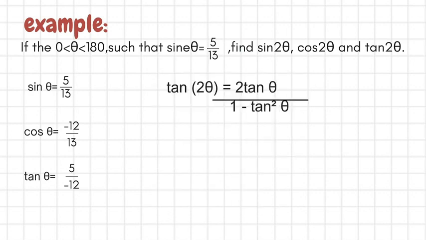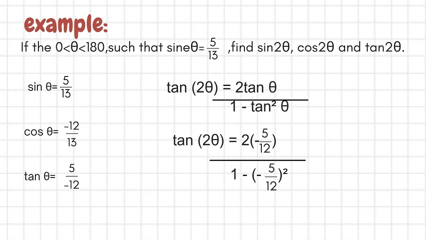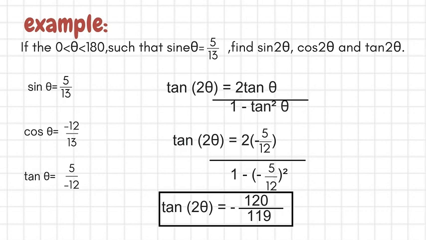And lastly, let's find the value of tangent 2 theta. Tangent 2 theta is equal to 2 tan theta over 1 minus tangent squared theta, and it's equal to 2 times negative 5 over 12 over 1 minus negative 5 over 12 squared. You can pause this video to solve this equation. And now the value of tangent 2 theta is equal to negative 120 over 119. Now we have solved all the values of the double angle by using the double angle formulas.